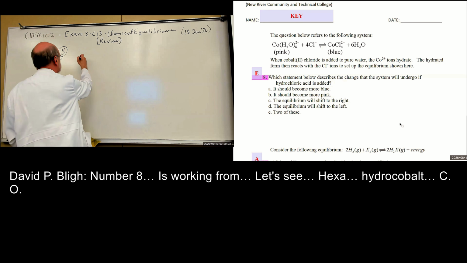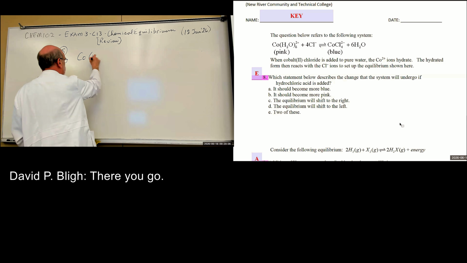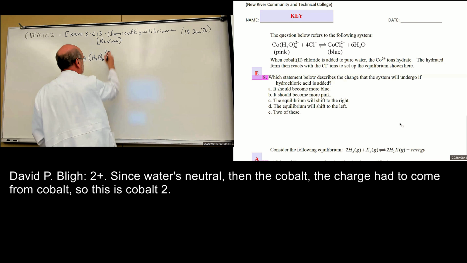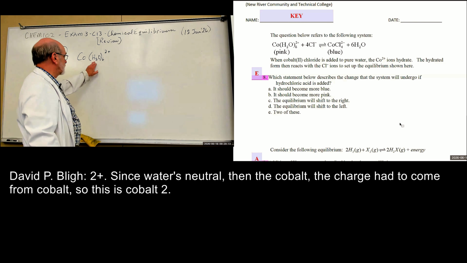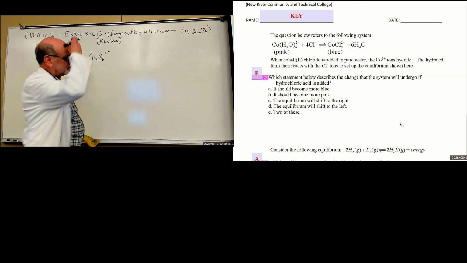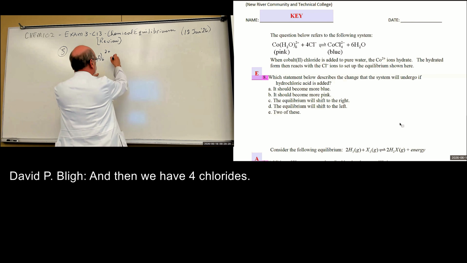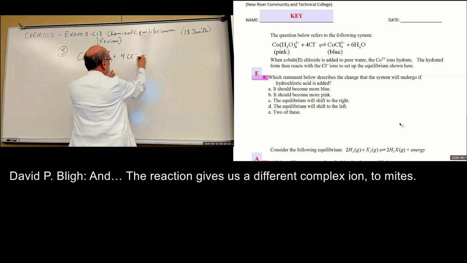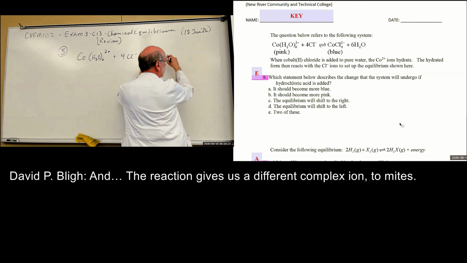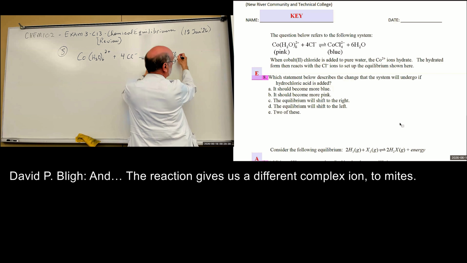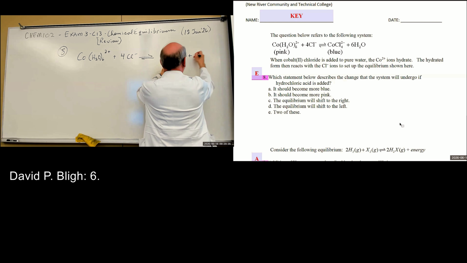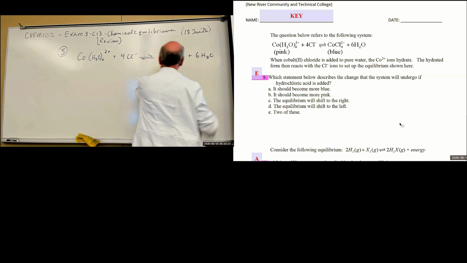hexaaquacobalt, Co and waters. This is a complex ion, 2 plus. Since water is neutral, the charge had to come from cobalt. So this is cobalt 2. And then we have 4 chlorides. And the reaction gives us a different complex ion, plus 6 waters.